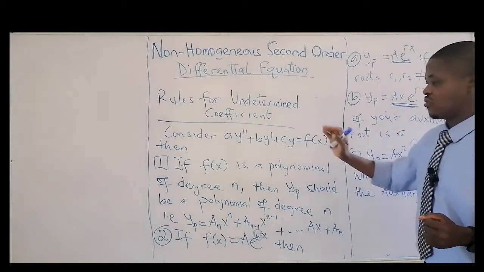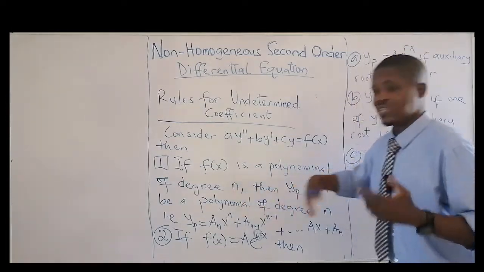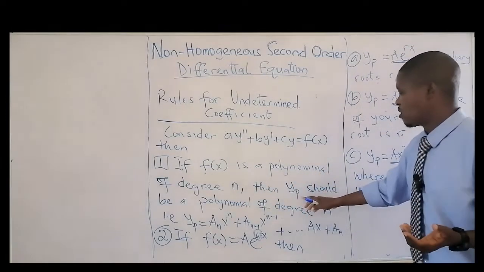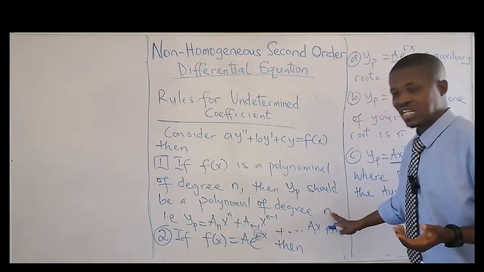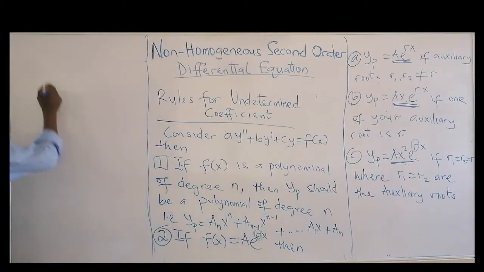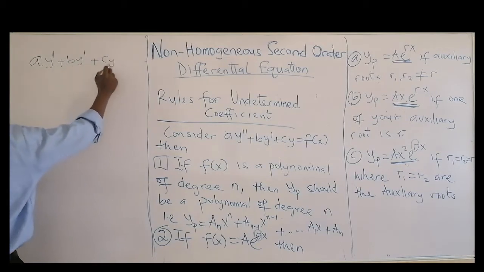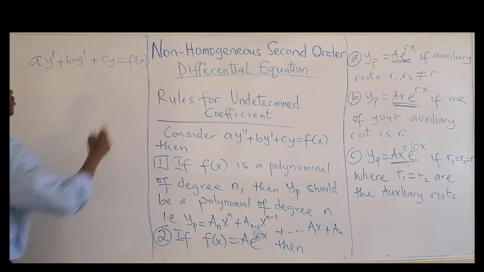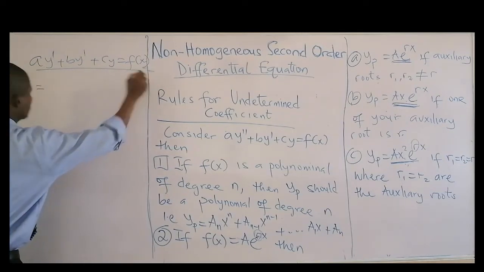The first case is that if your f of x is a polynomial of degree n, then you must expect the yp to be a polynomial of degree n. So what do you call the yp? For this equation that you have here, equal to f of x, two things are expected of us. We need to get the yp of this non-homogeneous equation.